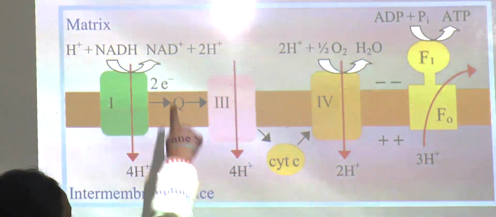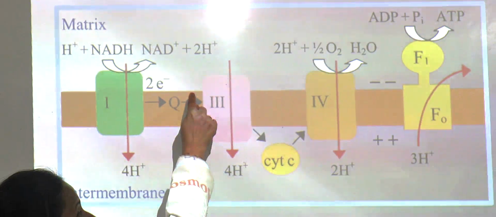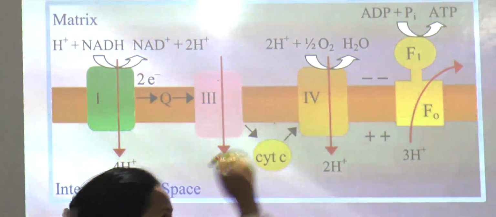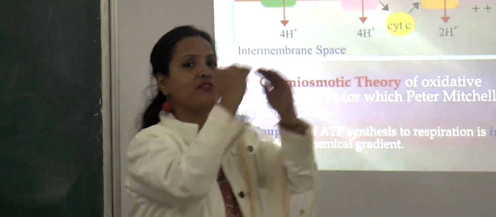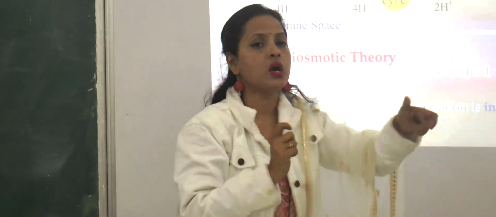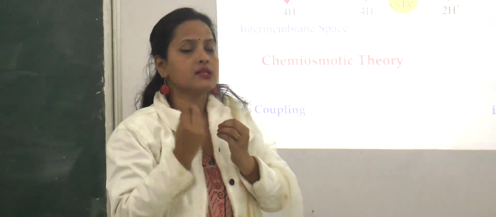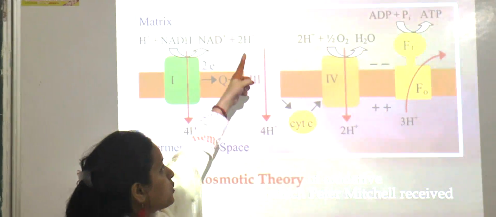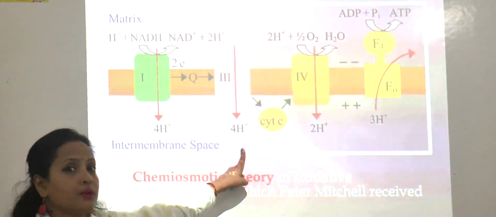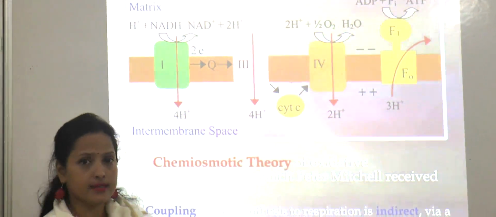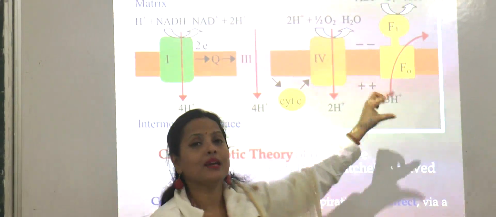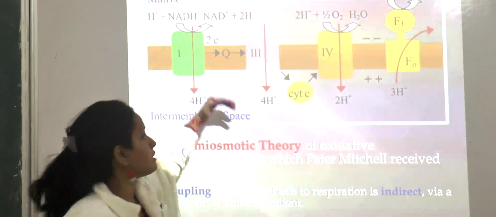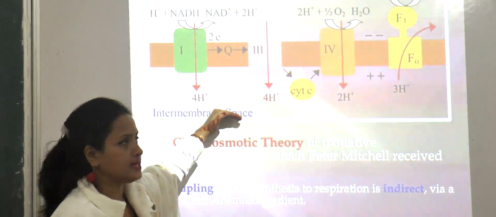Similarly, complex 2 gets electrons from FADH2, which are transferred to complex 3, then 4. The transfer of electrons from 2 to 3 to 4 also generates some energy, which also pushes protons out from the matrix to the intermembrane space. So from all these, a proton motive force is produced here, and there will be a potential difference between inside and outside.